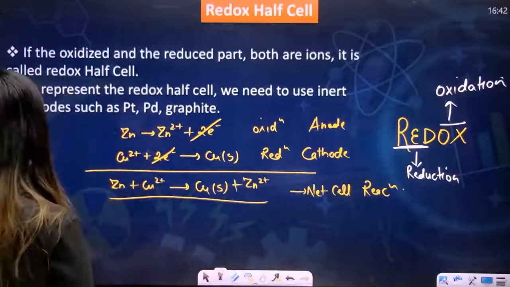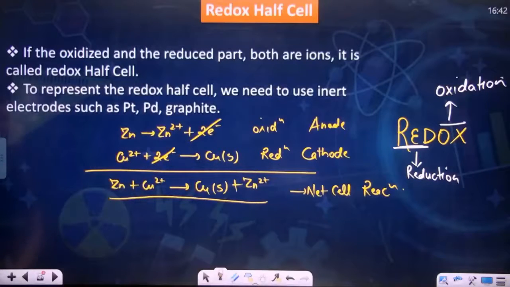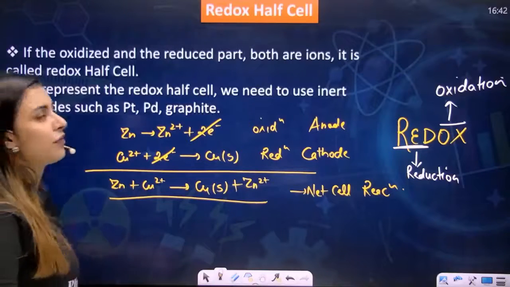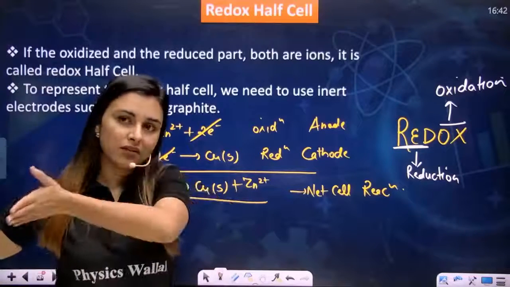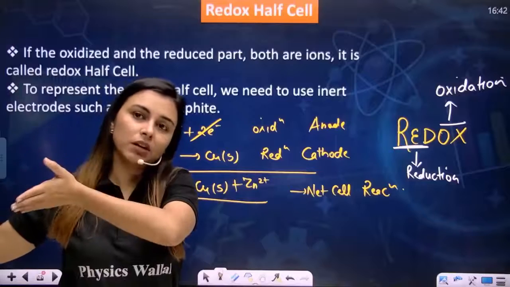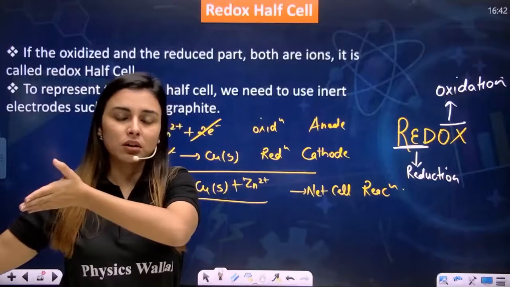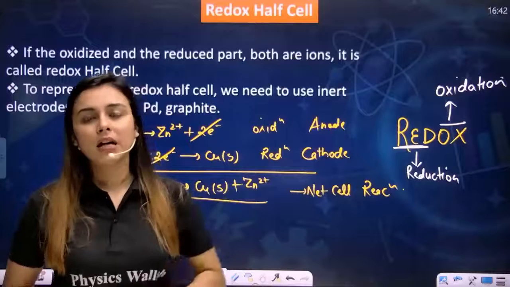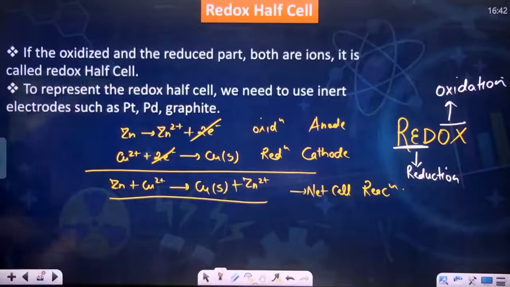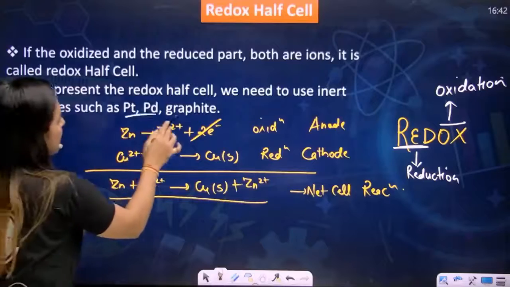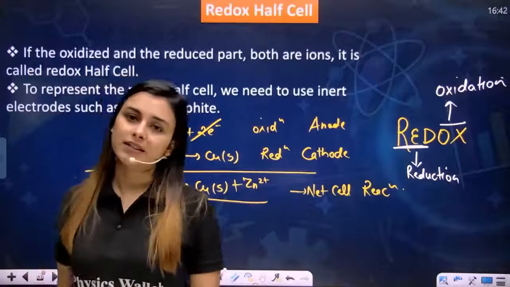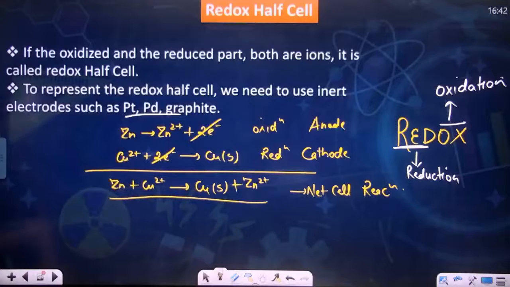So this is what is given. If the oxidized and reduced part both are ions, it is called a redox half cell. The half cell where oxidation is taking place will be the first half of the redox half cell, and the other will be the other half. To represent the redox half cell, we need to use inert electrodes such as platinum, palladium, graphite, etc. I hope this is clear. If you want to write it, you can write it and then we'll move forward.